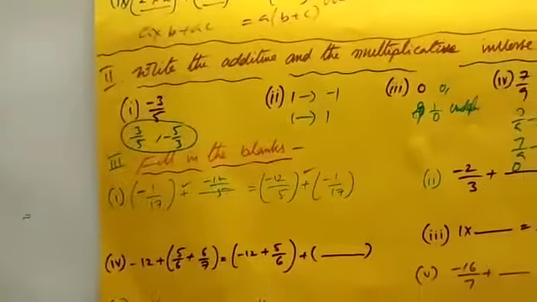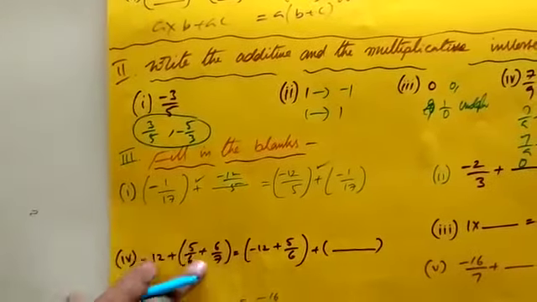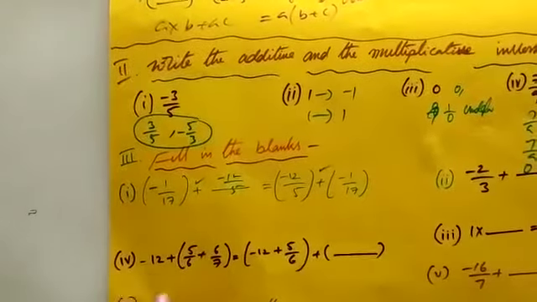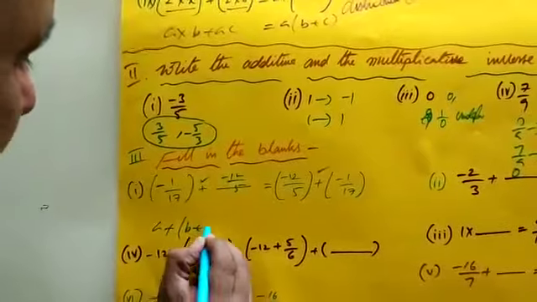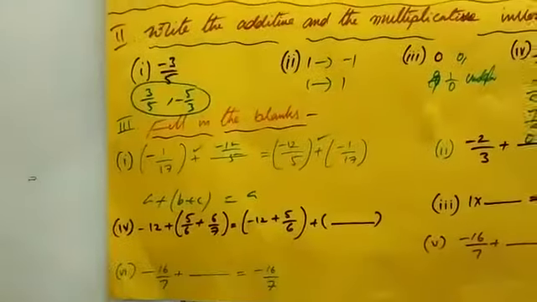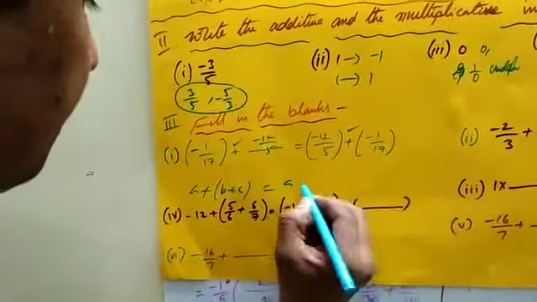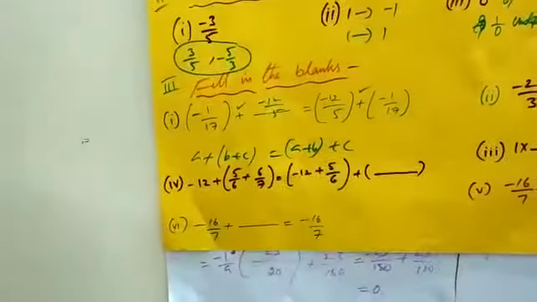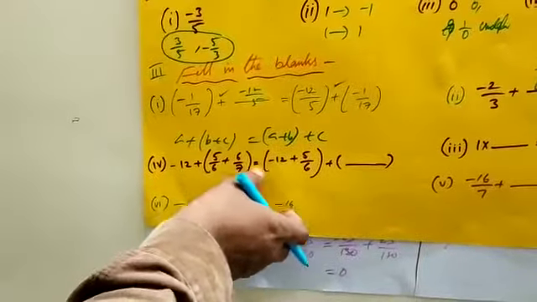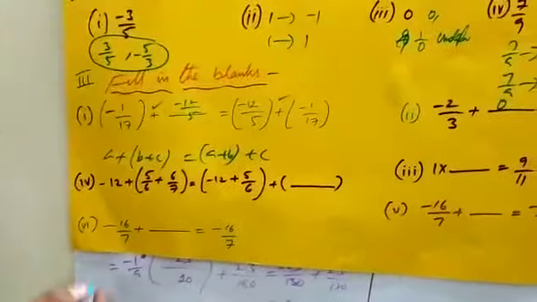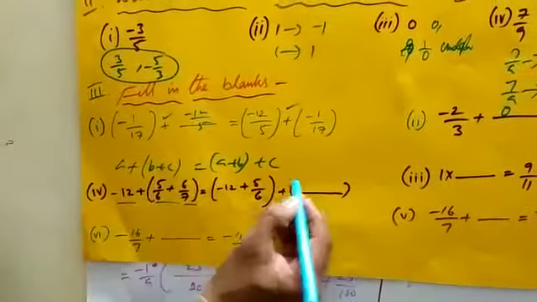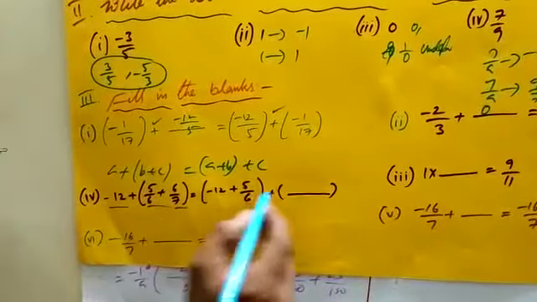Go to this, we already discussed it. a plus b plus c is equal to a plus b plus a plus c. Here a, b, c are the numbers, and c is 6 by 7.